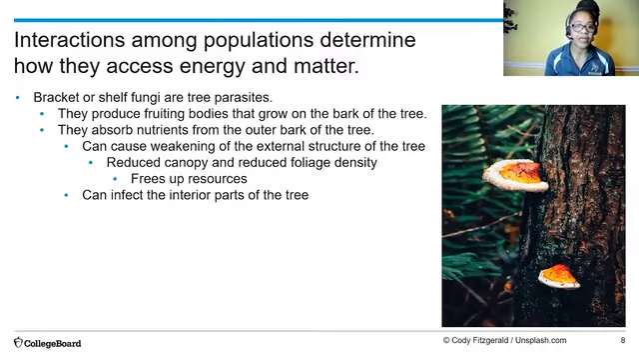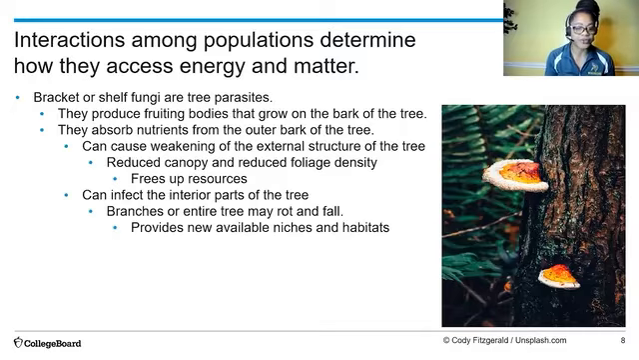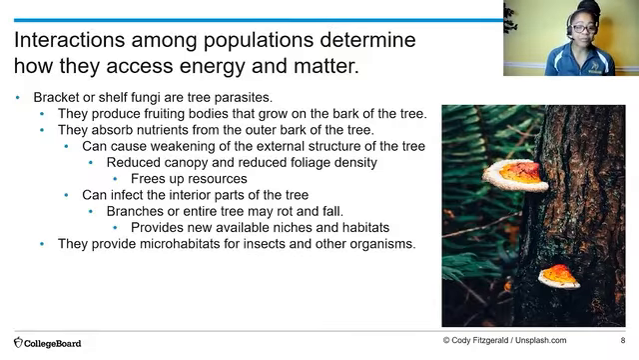If the infection or infestation of the parasite is extreme, it can lead to infecting the interior parts of the tree, which will cause the branches or the entire tree to rot and possibly fall. Now, this could be beneficial to the community as a whole because it could provide new available niches and habitats for other organisms. A fallen tree leaves room for other things to grow. A fallen tree provides habitats for other organisms to live in.